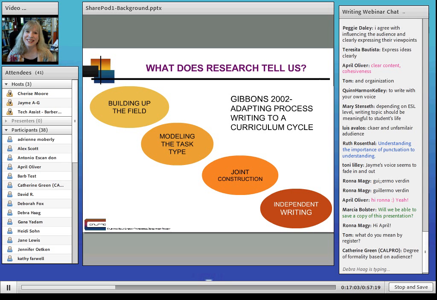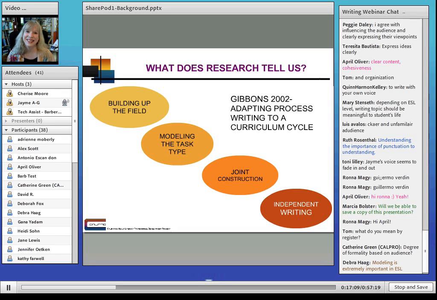So the group works together on building up the board, meaning working on the students' schema and ideas, getting information in front of them through brainstorming, through shared experience, modeling the type of writing that you're going to do, again, with the whole class, having the class construct off the model as a group, and then going to independent writing. So that's Gibbons' concept of the way we can adapt the writing process in the classroom.